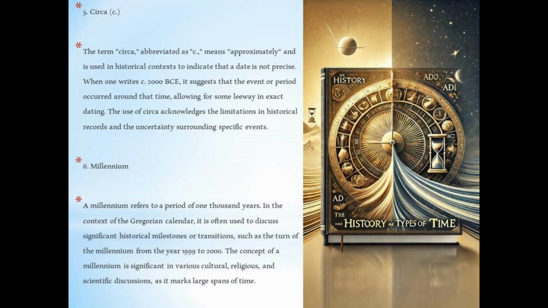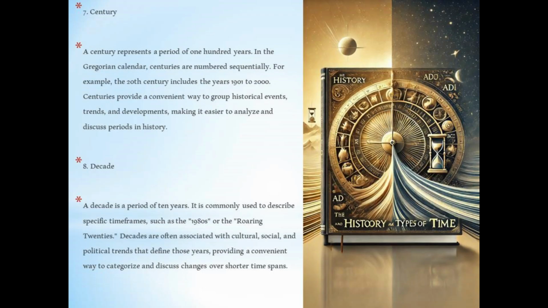Number 6, Millennium. A millennium refers to a period of 1000 years. In the context of the Gregorian calendar, it is often used to discuss significant historical milestones or transitions, such as the turn of the millennium from the year 1999 to 2000. The concept of a millennium is significant in various cultural, religious, and scientific discussions, as it marks a large span of time.